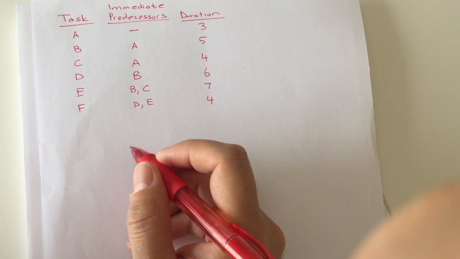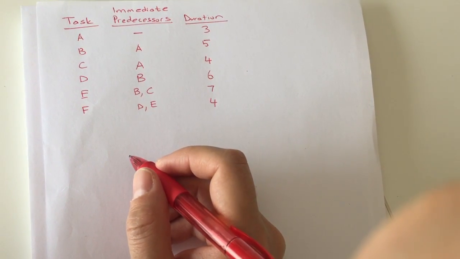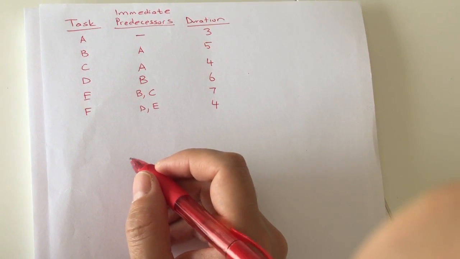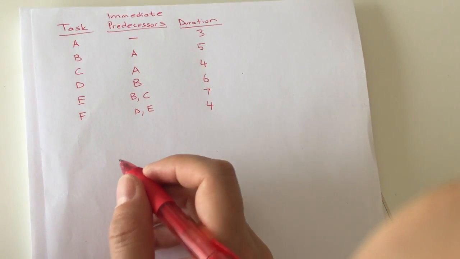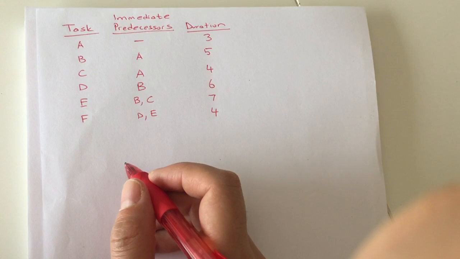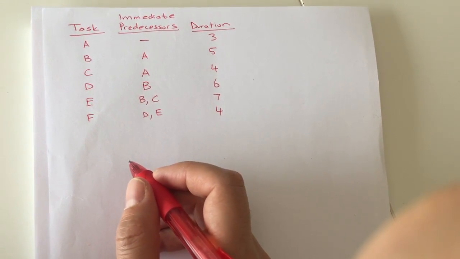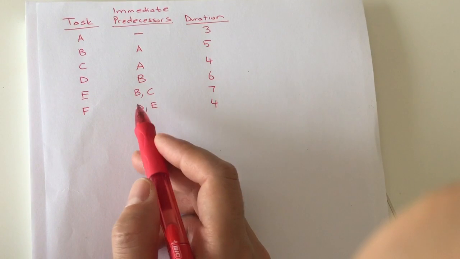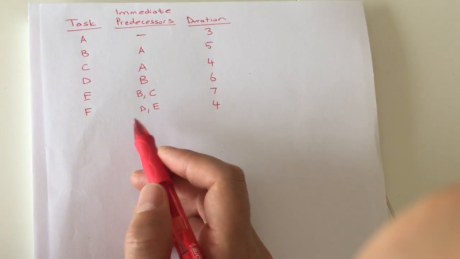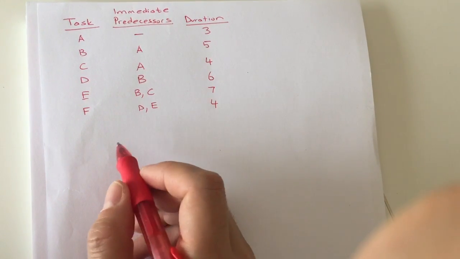In this small example, I'm going to show you an easier method of how to find the critical path and how to find the duration of a project. So what we do is, I have a very small example here, and the first thing we need to do is make a network diagram to show the relationship between the tasks.